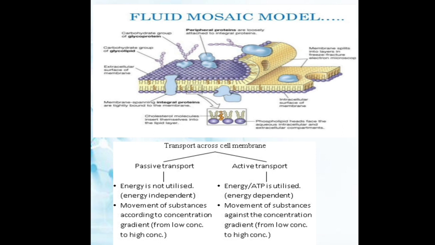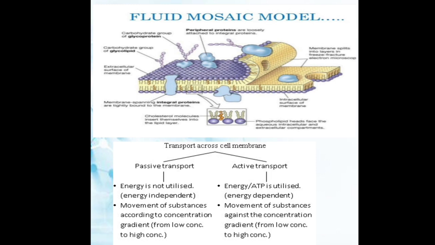Now through this model we come to transport across the cell membrane. We all know there are mainly two types of transport, the active transport and the passive transport. In passive transport energy is not utilized, and in active transport energy or ATP is utilized. In passive transport, movement of substances is along the concentration gradient, whereas in active transport it goes against the concentration gradient.